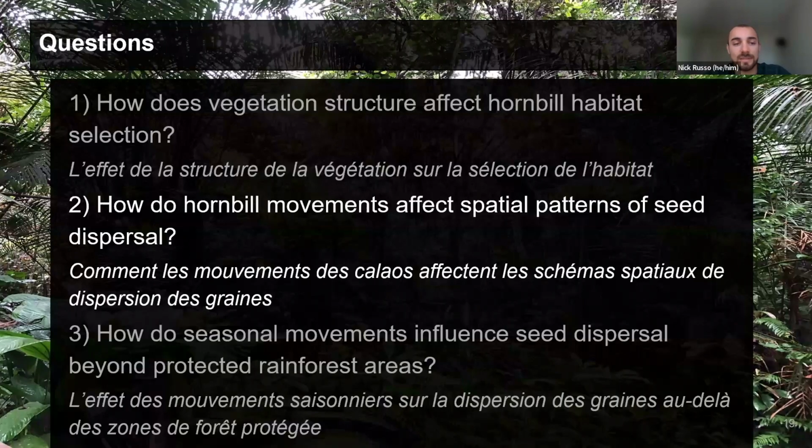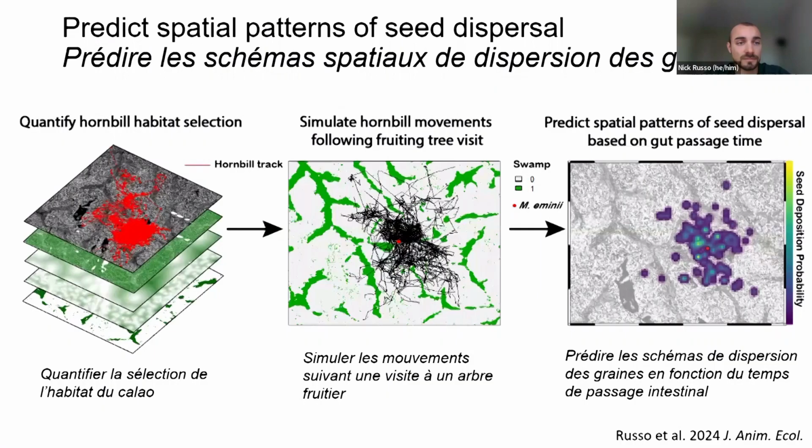Now, given this information about habitat selection, we also wanted to know how hornbill movements would affect spatial patterns of seed dispersal, kind of predicting that ecological role in time and space. Now, this is the workflow of that research. After quantifying hornbill habitat selection, we then simulated hornbill movements following a fruiting tree visit, and these simulated movements were based on both the habitat selection and movement behavior of the hornbills.